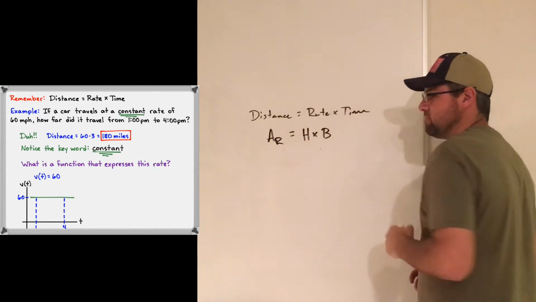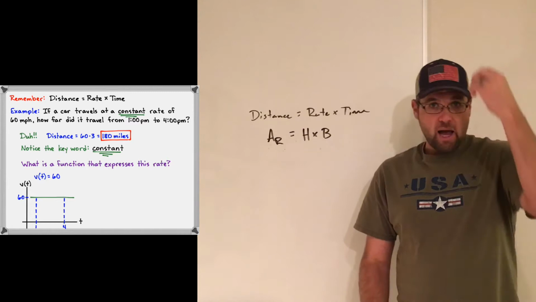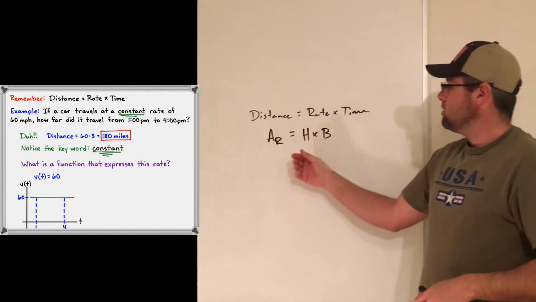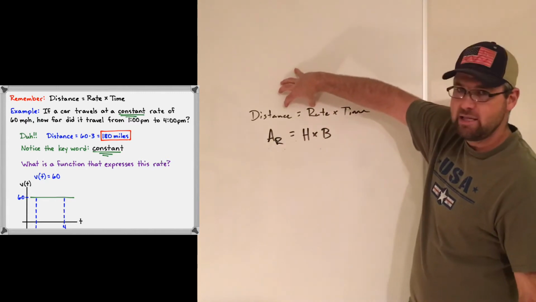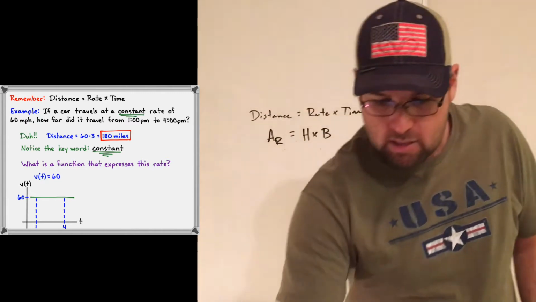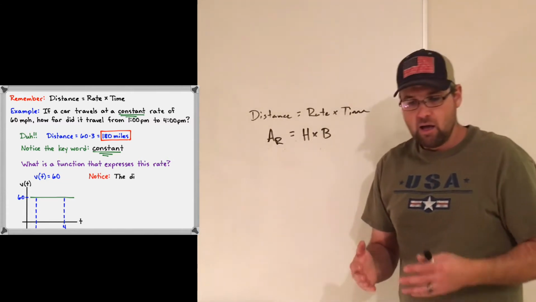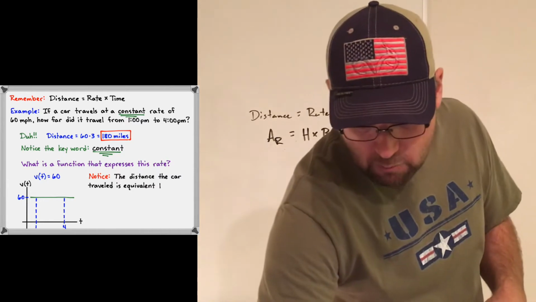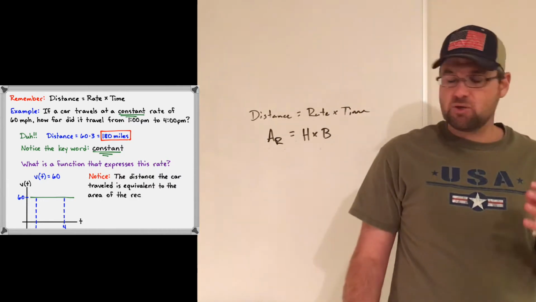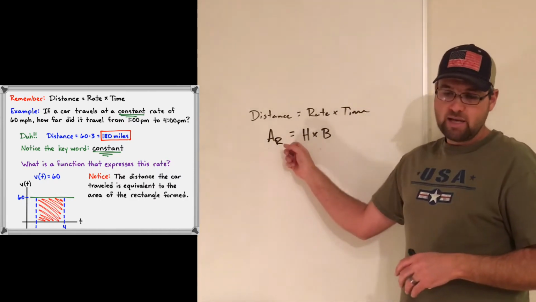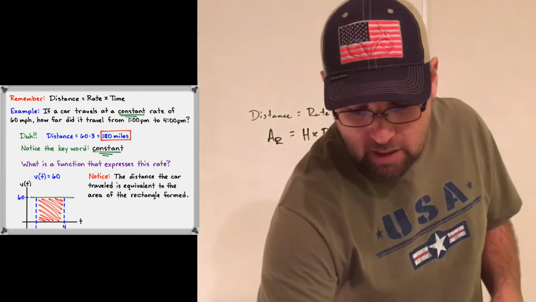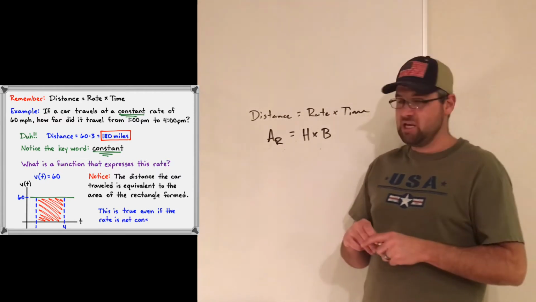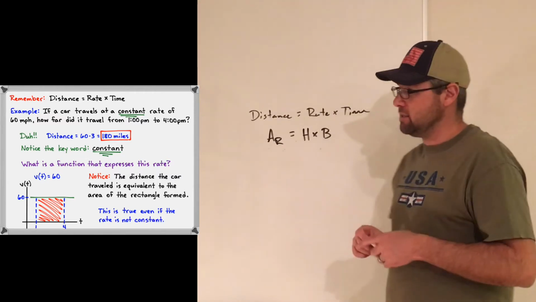Base times height, area is base times height. So right there, your mind should just be blown that we can relate the idea of geometry to the idea of rate and distance, okay? So again, we find the area under that function, and the shape is going to be a rectangle. So the distance the car traveled is equivalent to the area of the rectangle that we just drew, okay? Now, this is true even if the velocity is not a constant.